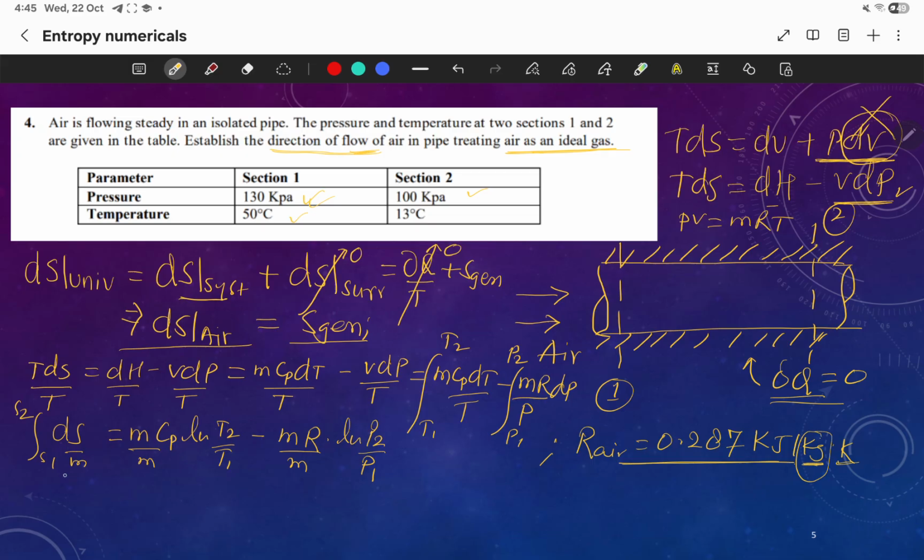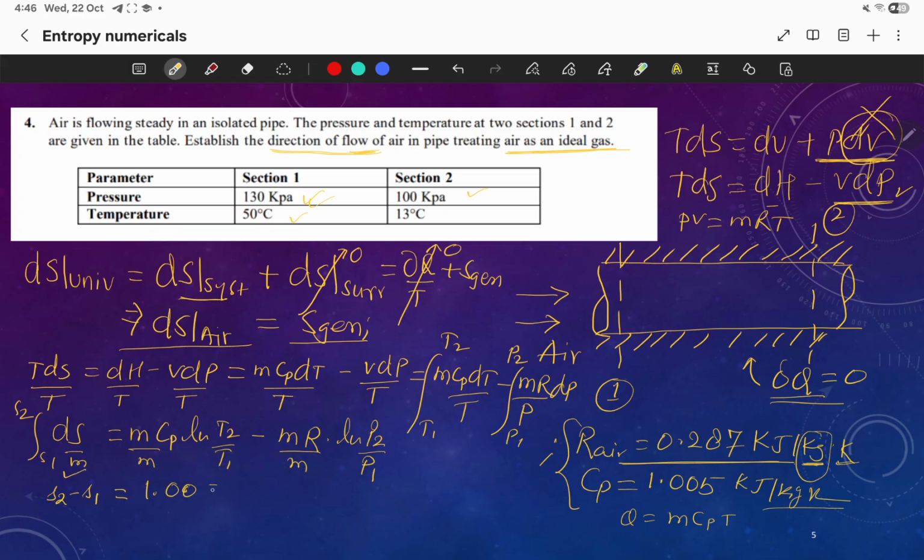Change in entropy per unit mass. Okay, so we will get S2 minus S1 is equal to Cp. You need to remember these two values a bit carefully: 1.005, this is also in kJ per kg K, mCp, so that Q equals mCp dT, kJ per kg Kelvin.